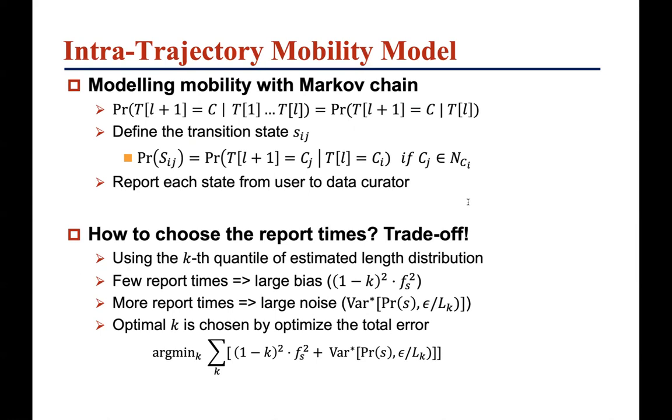We tackle this problem by using the k-th quantile of the estimated length distribution, so that the optimal k should balance the noise error as well as the estimation error.